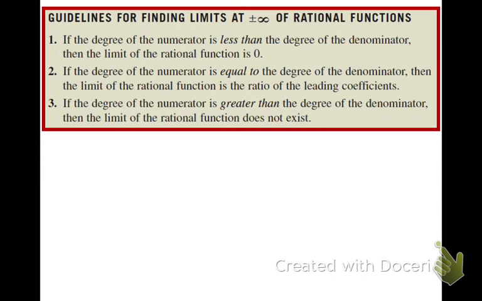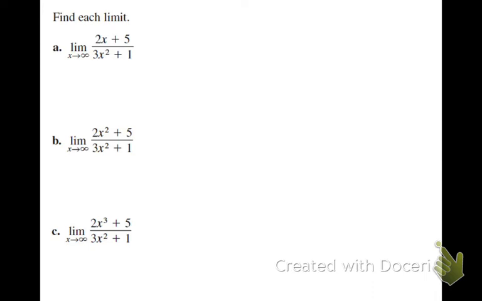This doesn't sound familiar. Replace limit with another word: horizontal asymptote. The leading coefficient. Yes, we're testing the leading coefficient, but not yet. If the degree of the numerator is equal to the degree of the denominator, go back to your work. What was your answer? It was the ratio of the leading coefficients is the limit, aka the horizontal asymptote.